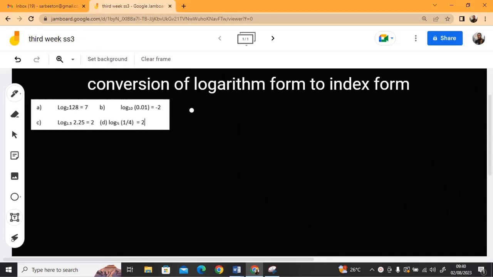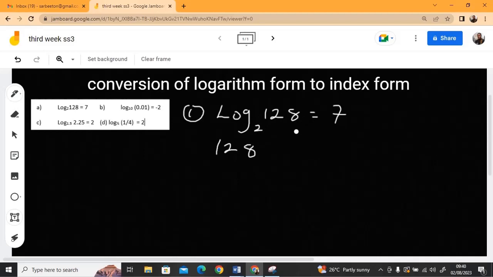So this one, you are given log base 2 of 128 equals 7. What you are going to do here is remove this log. This 128 is going to stand alone. Now this 2, the base, will become the base, and this 7 will become the power. That is it. Look at that number 2.